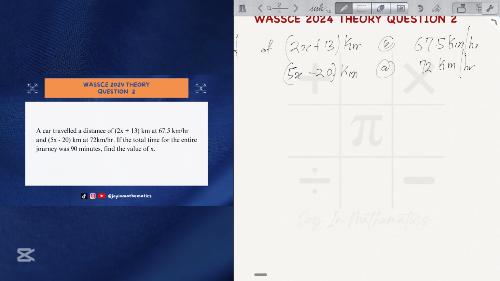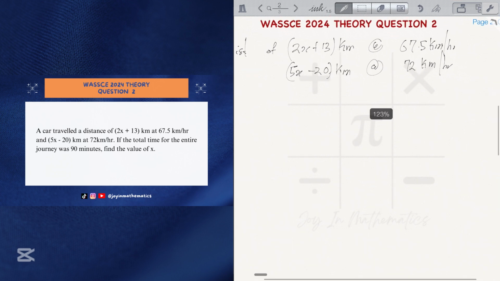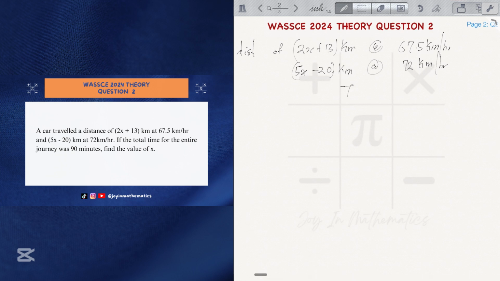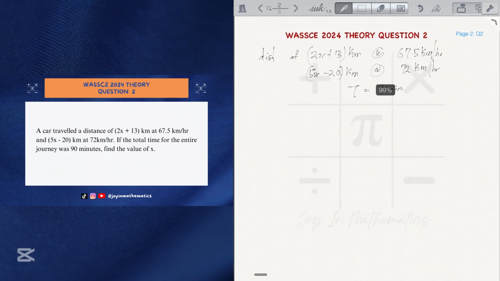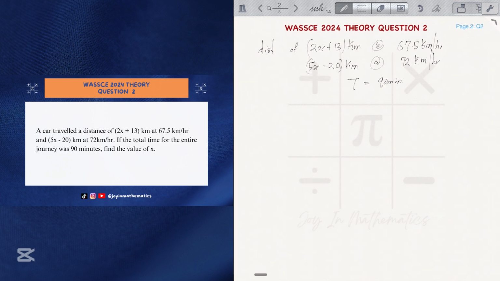The question says, if the total time for the entire journey is equal to 90 minutes, find the value of x. Now, how do we find the value of x?